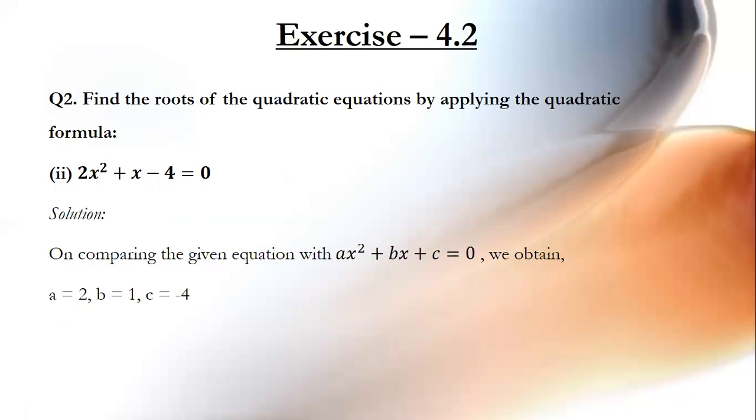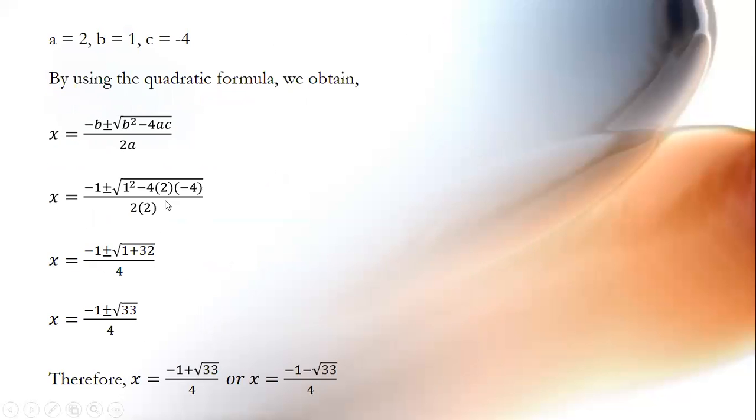Now we are going to solve by applying the quadratic formula. So on comparing the given equation with the general form, ax square plus bx plus c equal to 0, we get a is 2, b is 1 and c is minus 4. So we have got a, b and c. What is the quadratic formula? x is equal to minus b plus or minus root of b square minus 4ac by 2a.